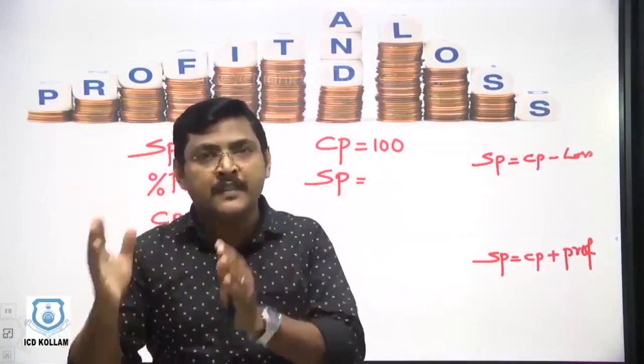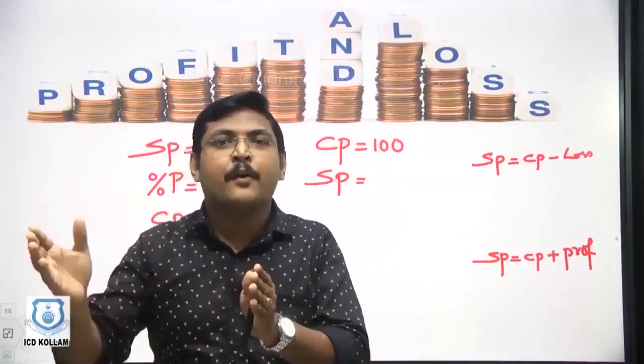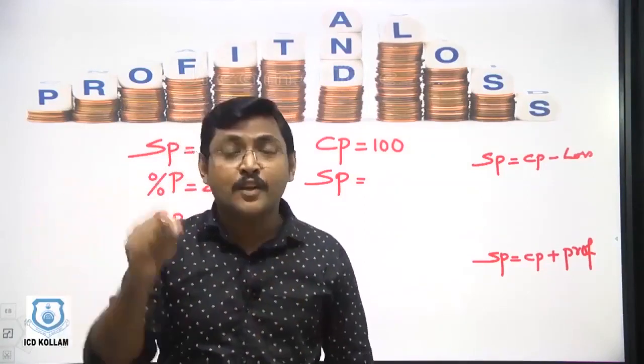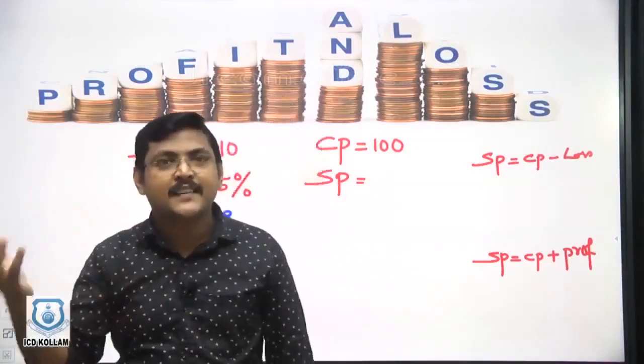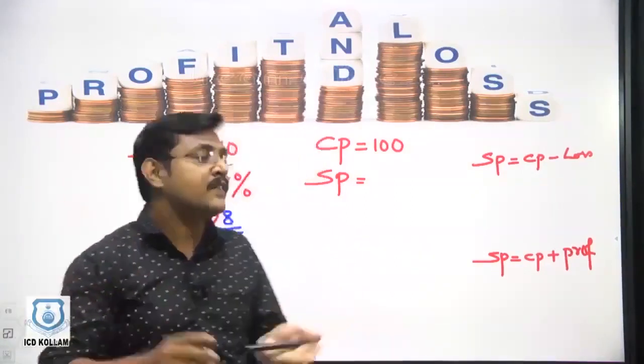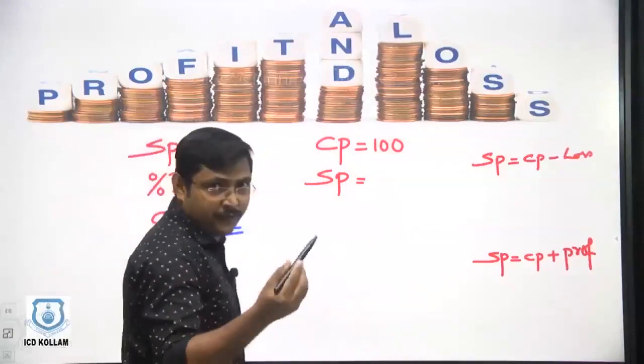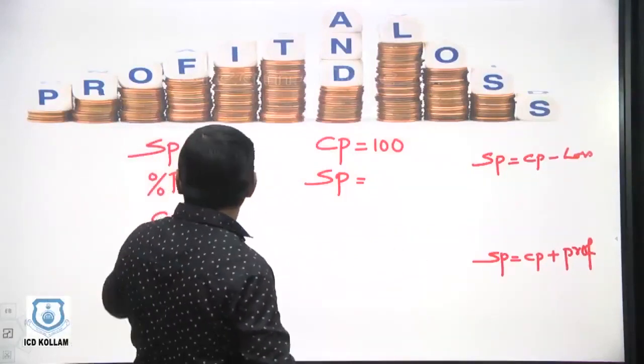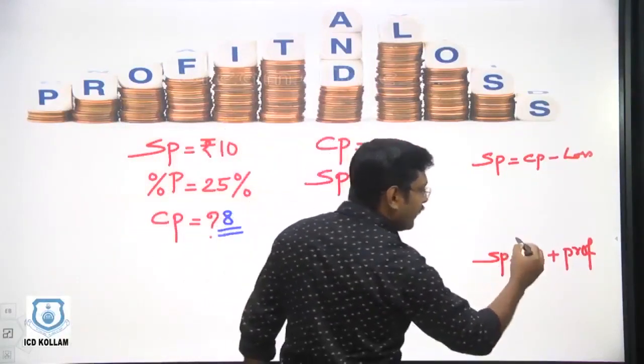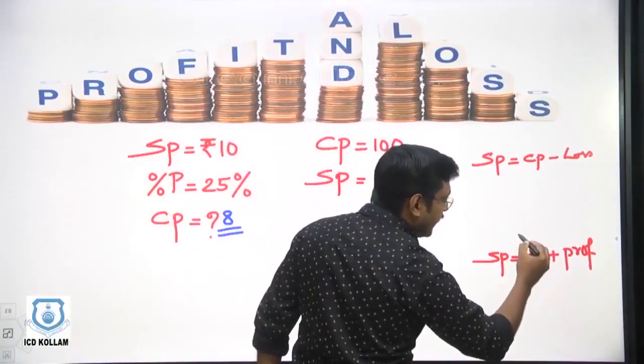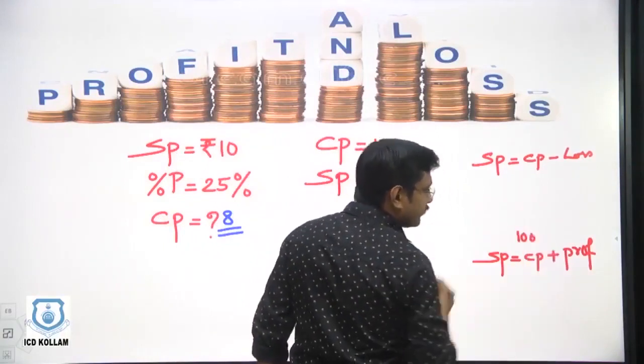So if a profit percentage condition is given, add that profit percentage to 100, and if a loss percentage condition is given, subtract that from 100. A simple logic. And how is it applied? Listen. Here, if it is given that the profit percentage is, for this question, 25%, always we will assume our CP as 100. I am considering here the CP as 100 plus.